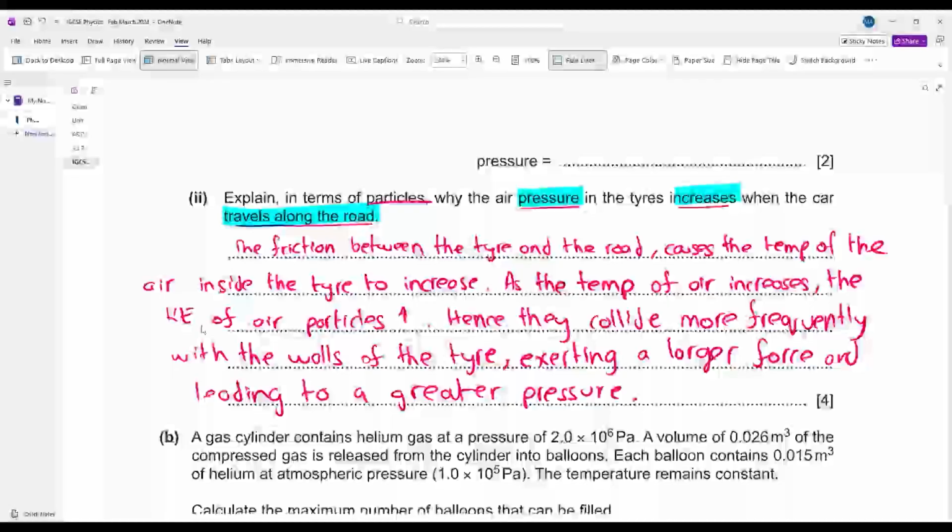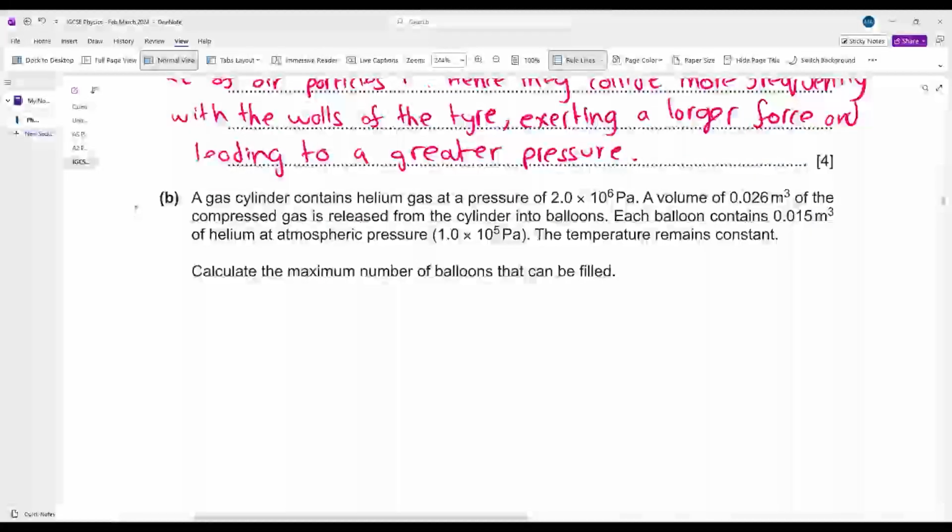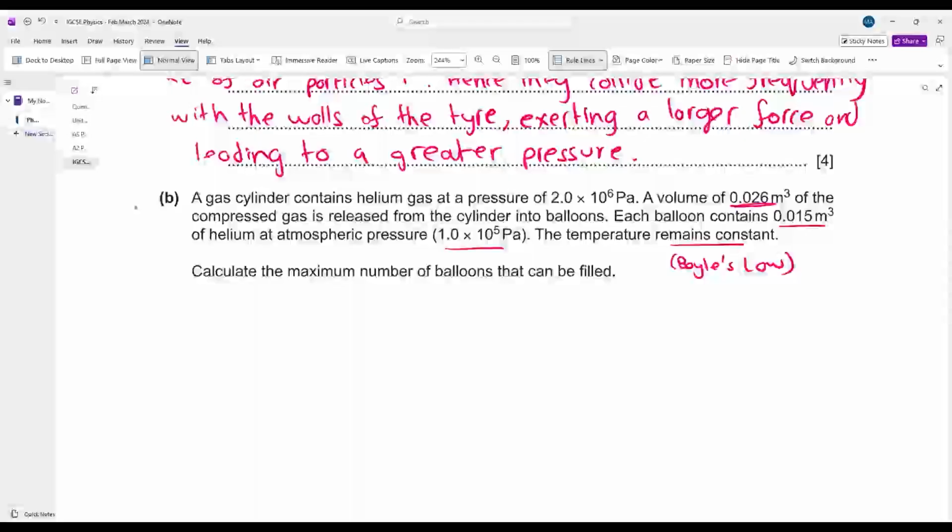A gas cylinder contains helium gas at a pressure of 2 into 10 raised to the power of 6. A volume of 0.026 meter cube of the compressed gas is released from the cylinder into the balloons. Each balloon contains this amount of gas at atmospheric pressure. The temperature remains constant. If the temperature is remaining constant, which law will we apply? Boyle's law. Calculate the maximum number of balloons that can be filled. First of all, we will apply this. P1 V1 is equal to P2 V2. Beta, what is your initial pressure? 2 into 10 to the power of 6.